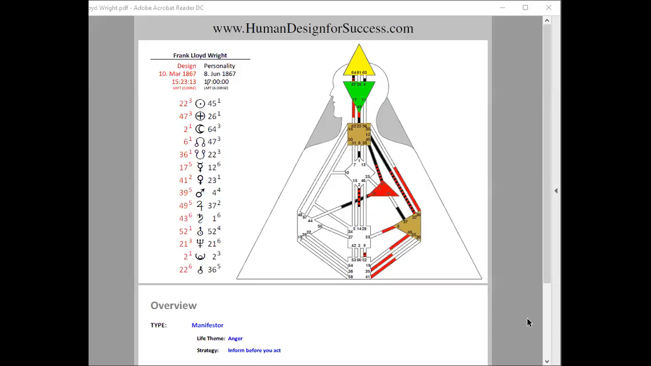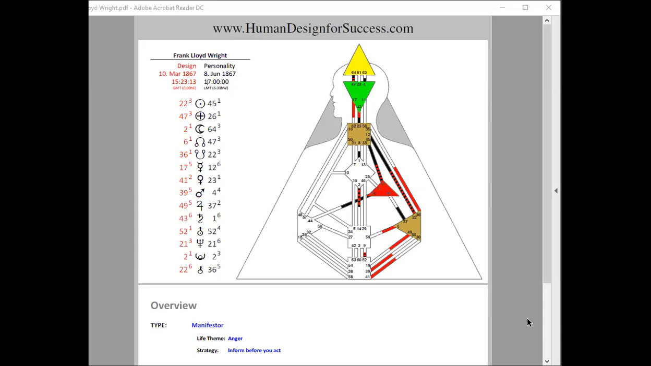This is a celebrity chart review of Frank Lloyd Wright and his human design chart. My name is Evelyn Levinson. I'm with humandesignforsuccess.com. Just to be clear, this is not a reading. It's a brief overview of a chart. I'm just pulling out a few key points about this chart to give you a few insights into this person and how his chart played out in his life.